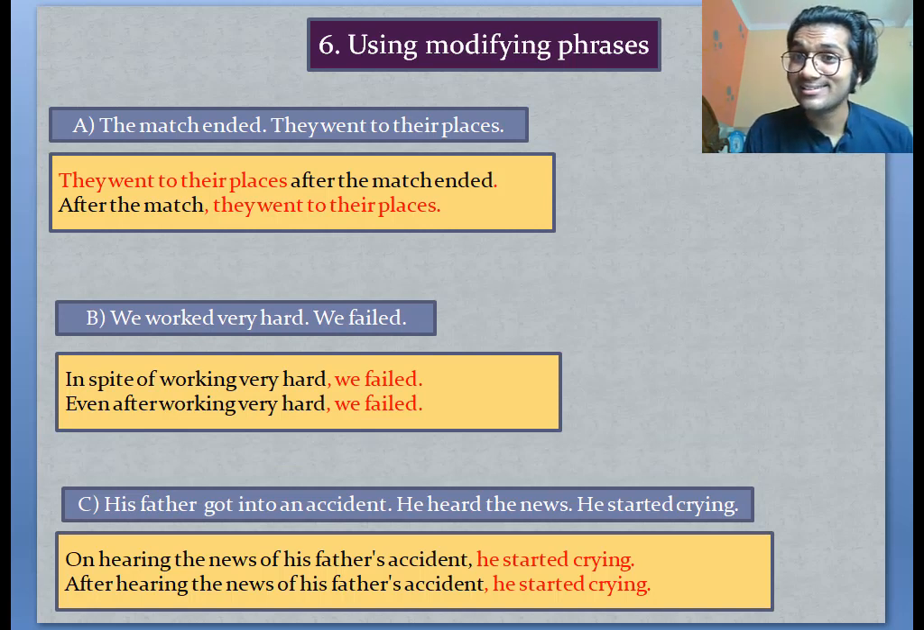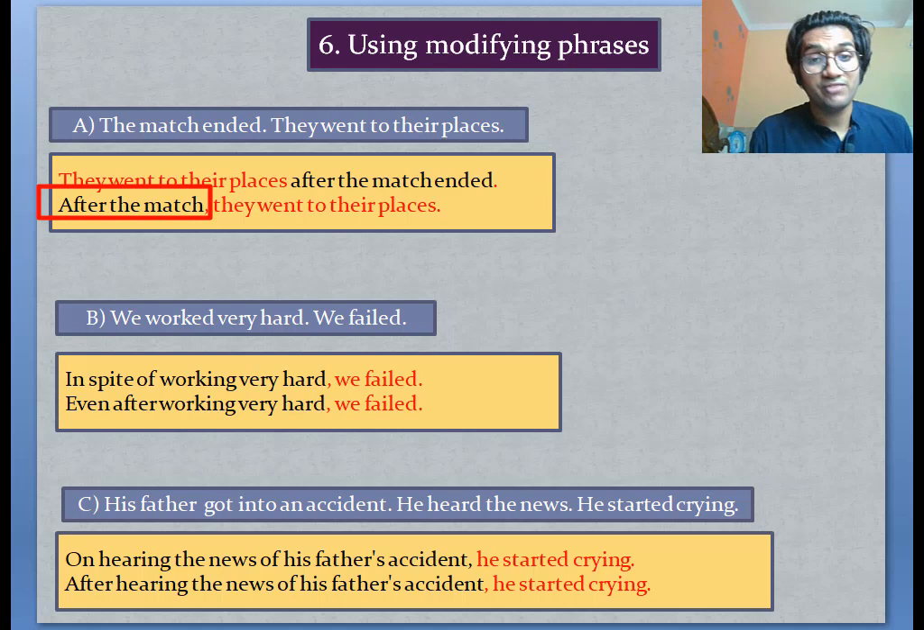They went to their places after the match ended. It's nothing but a complex sentence. We've used a subordinating conjunction, which is after. We can change it into a modifying phrase. After the match, they went to their places. Simple. We can also say they went to their places post the match. Okay, that will also be a modifying phrase, post the match.